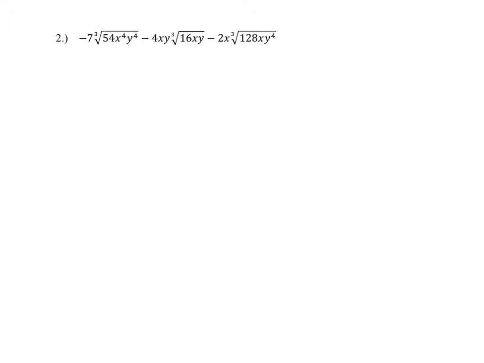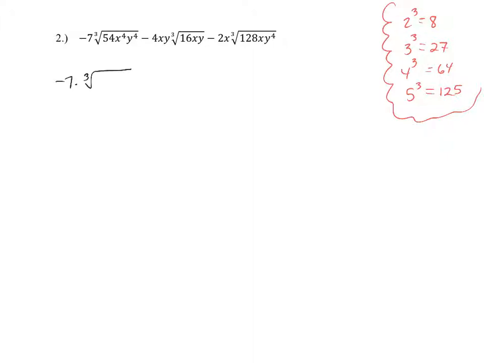All right, and also notice we've got a cube root here. So I'm needing to think of perfect cubes. Let's see, 3 cubed is 27, 4 cubed is 64, 5 cubed is 125. So keep in mind those perfect cubes. So I have -7 times the cube root of 54. Well, since 27 is a perfect cube, I'm going to rewrite 54 as 27 times 2.